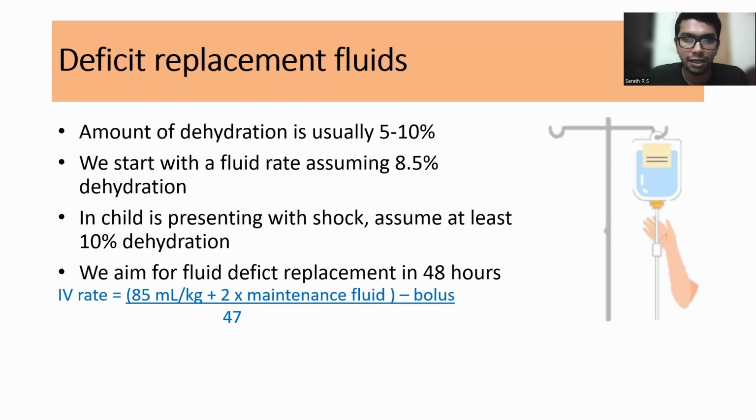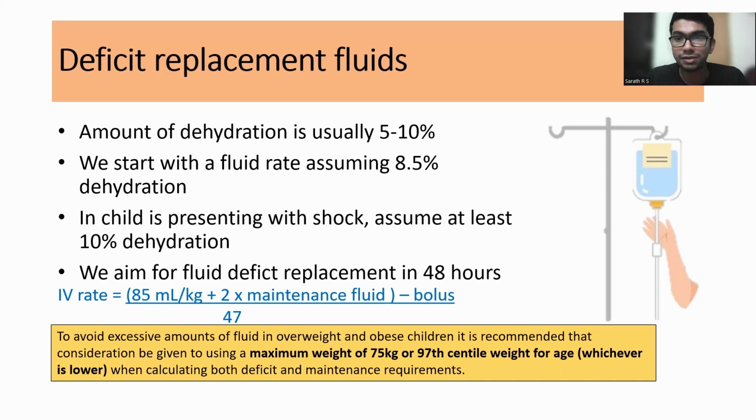So 85 ml per kg, because for each percentage of dehydration we give 10 ml per kg. We add 2 times the maintenance fluid, because it's for 48 hours. We subtract the bolus, and we divide by 47. Always remember that if it is an obese child, you have to keep a cutoff of 75 kg as the maximum weight allowed in this calculation, in order to avoid overzealous fluid drag.